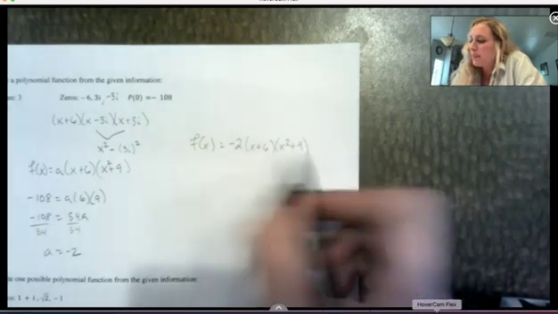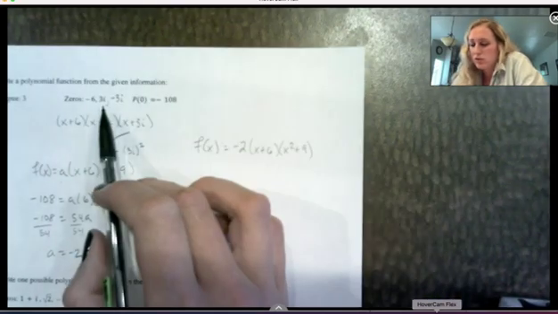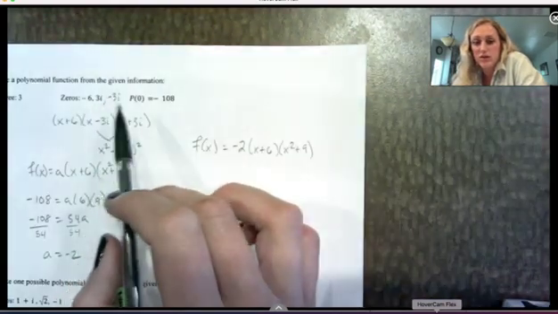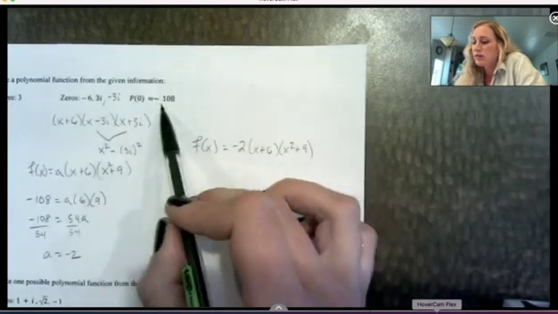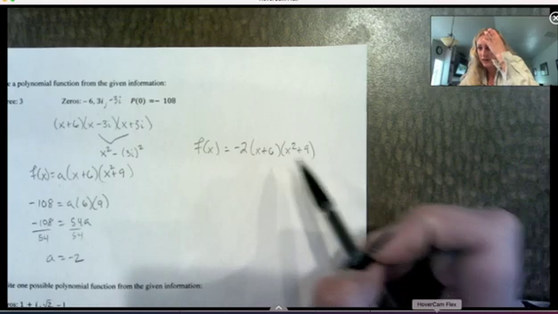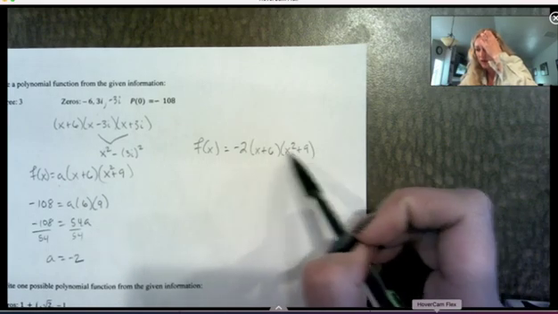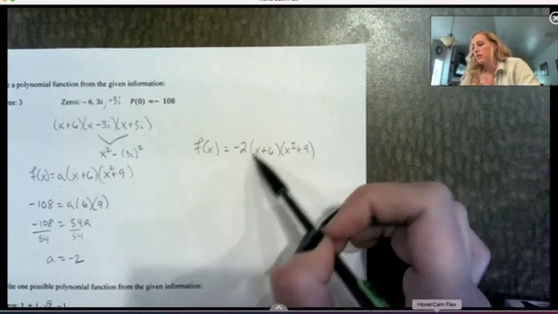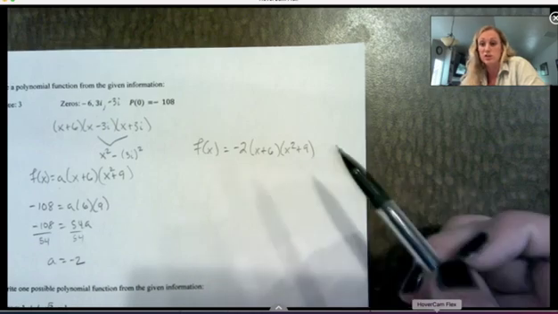So my function then, completely with the leading coefficient, -2, x plus 6, x squared plus 9. This has those 3 zeros. It's a third degree. And when we plug in 0, we get -108. Now, how do you know it's a third degree here? Well, if we were to distribute, the most I would get is x times x squared, which is x cubed.